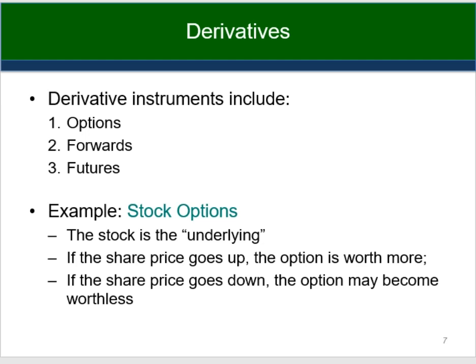So an example would be a call option. A call option is the right to buy at a certain price. So the stock then is the underlying instrument, and if the share price goes up, the option is worth more. If the share price goes down, the option may become out of the money or worthless.